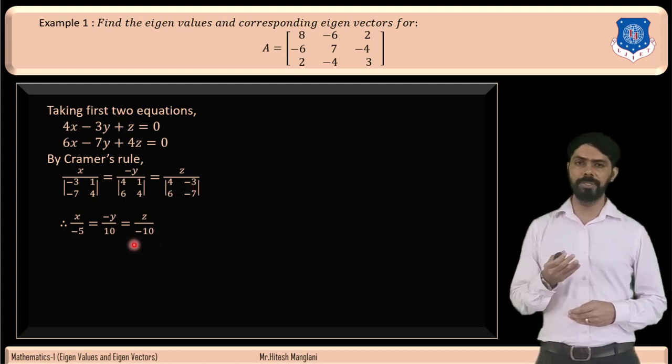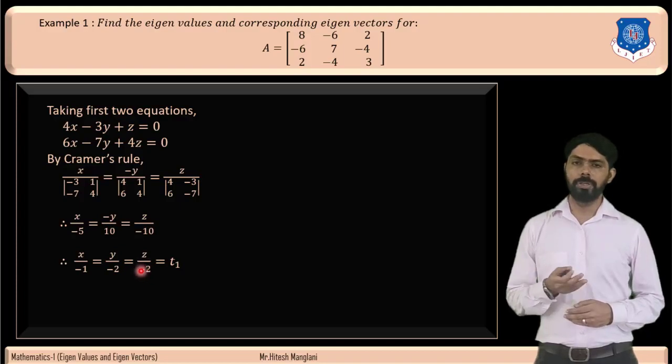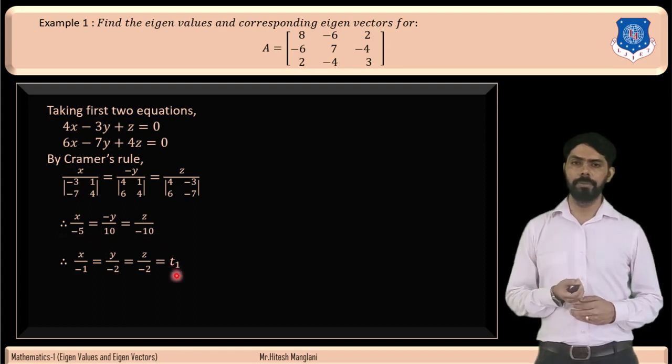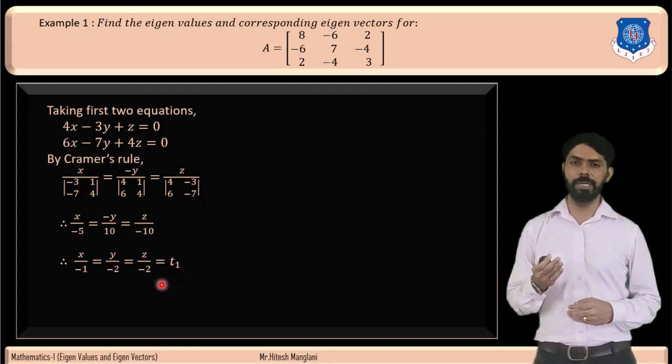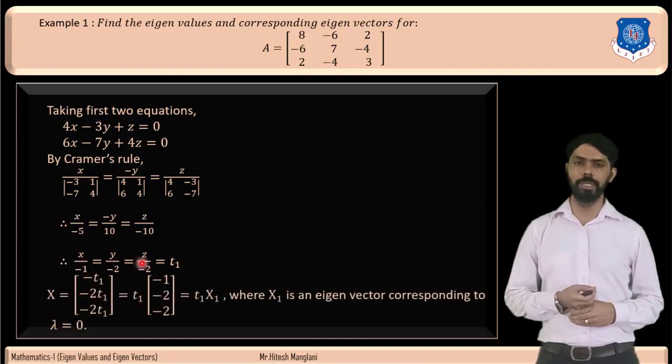So if we simplify this, then it will be x divided by minus 1 is equal to y divided by minus 2 is equal to z divided by minus 2, because here we have divided this result by 5. Suppose this is equal to t1. Therefore, x divided by minus 1 is equal to y divided by minus 2 is equal to z divided by minus 2 is equal to t1.